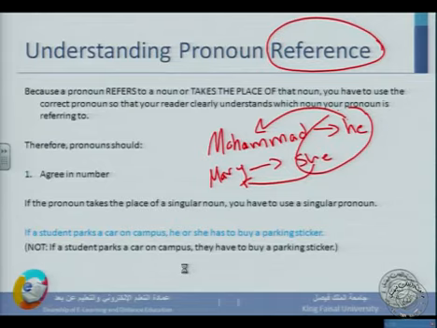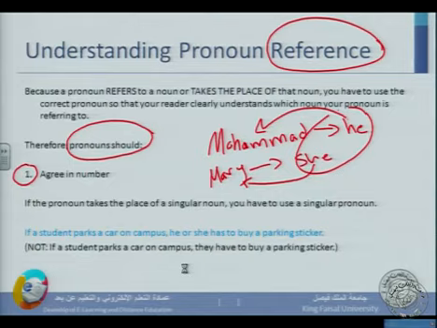عشان نعرف انه هذا البروناون لشو بيرجع، في هناك بعض الخطوات اللي لازم نتعلمها عن البروناون ريفرنس. الخطوة الأولى انه pronouns الضمائر should agree in number. يعني if the pronoun takes the place of a singular noun, you have to use a singular pronoun. مثل محمد is singular مفرد، he أيضا singular، إذا he بترجع لمحمد. إذا محمد واحد وهي واحد، فهي ترجع لمحمد.